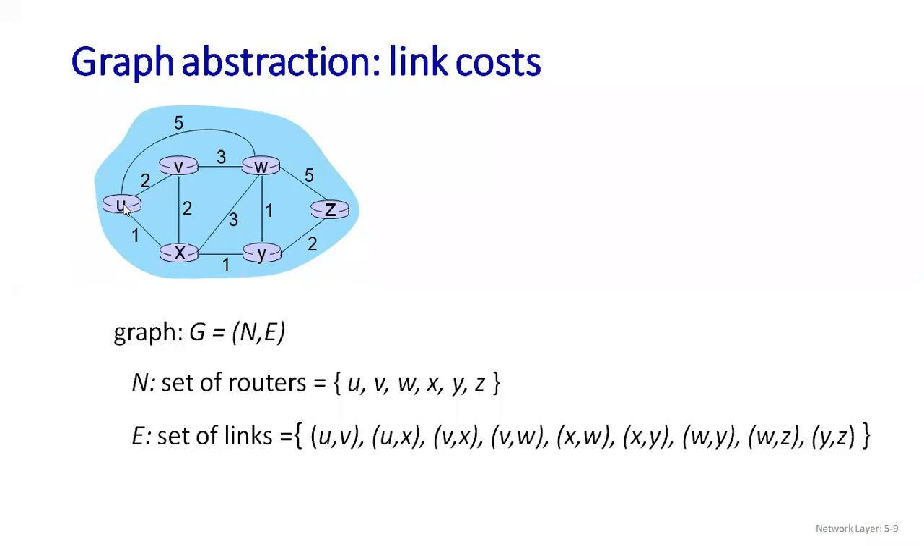The links can be between U to V, U to X. Then, if I consider V, then V to X, V to W. Then if I consider W, W to X, W to Y. If I consider Z, Z to W, Z to Y. Like that you have to consider all the nodes. So that is nothing but the set of links.